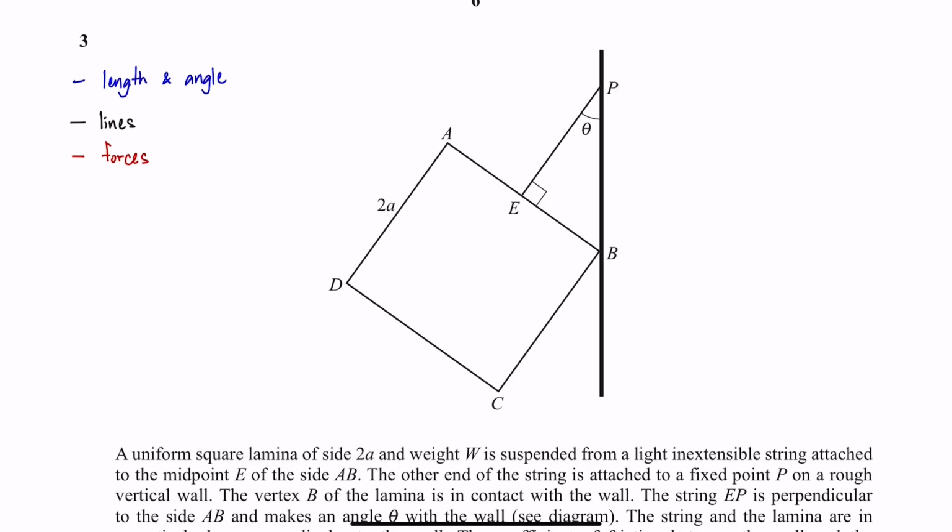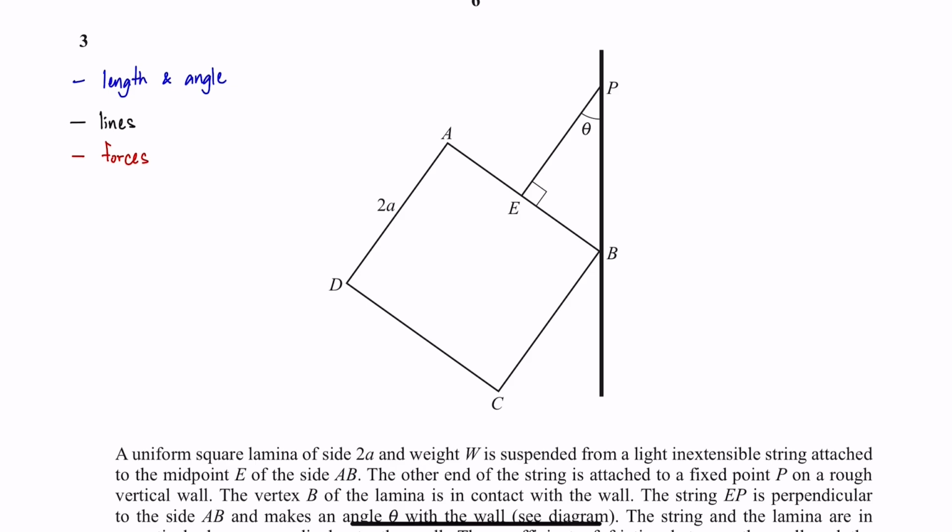For question 3, we have a square lamina, and I would use blue color for the length and angle, black for drawing lines, and red color for forces. Okay, first we have a square lamina of sides 2a. That means it's a square.